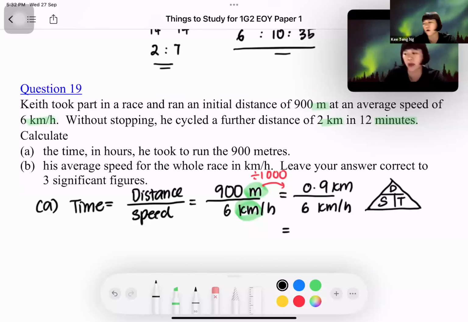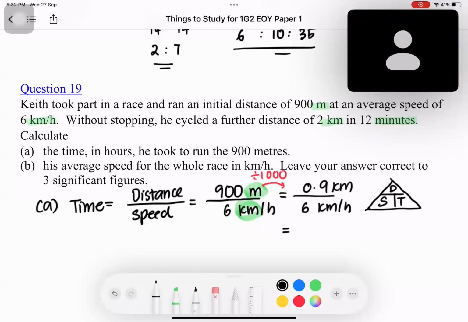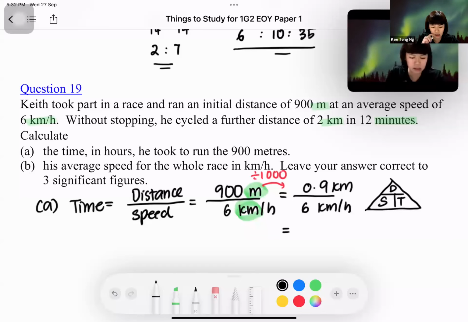Next person, who can I call? Derek. Derek, what is the answer? If the answer is not exact, give me in fraction.